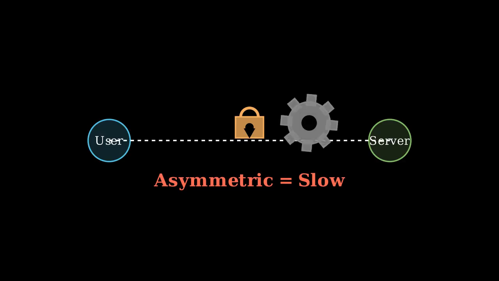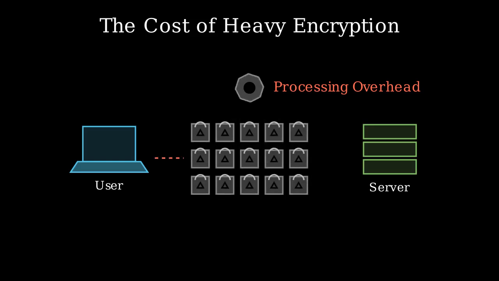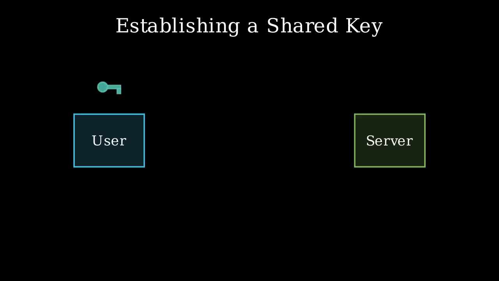But there is a catch. This padlock math is incredibly heavy and slow. If we used it for every single image and text on a web page, the internet would crawl. So we do not use the padlock for the whole conversation. Instead, you use the heavy padlock just once to send a simple, lightweight shared key.